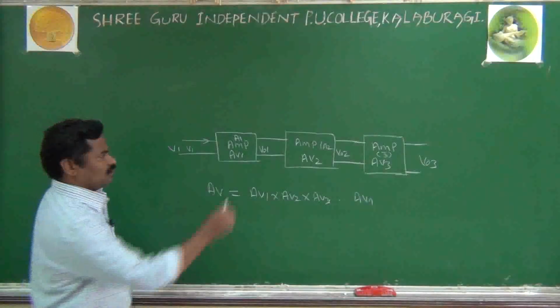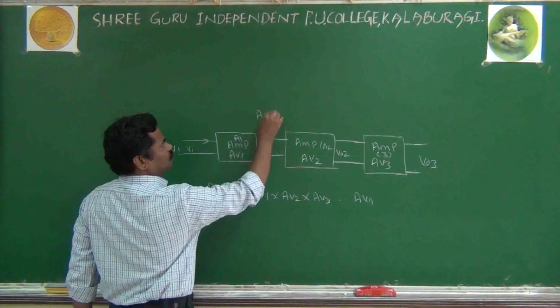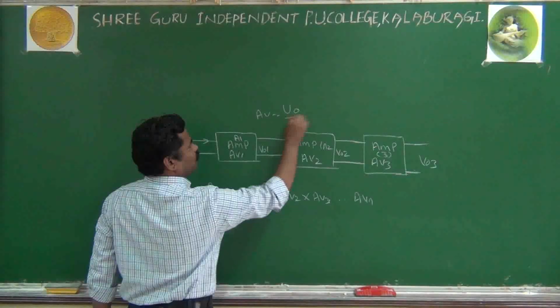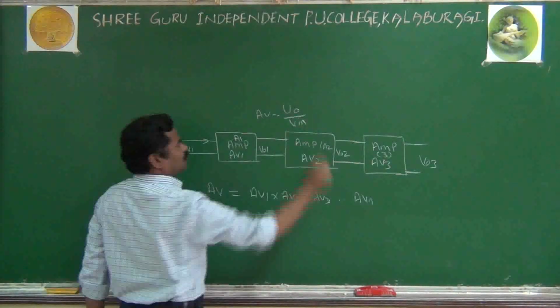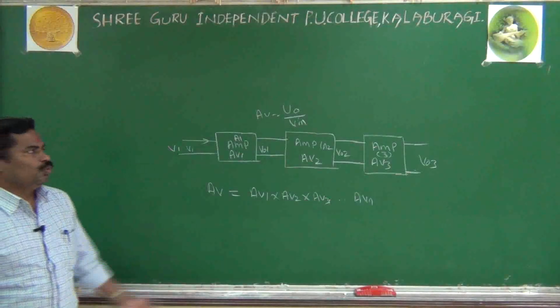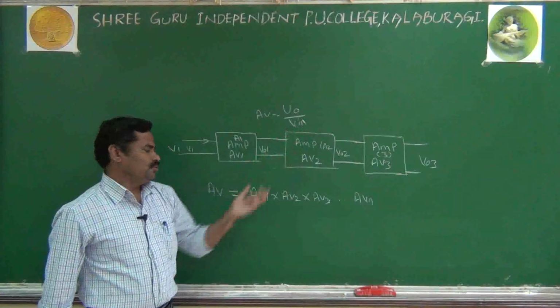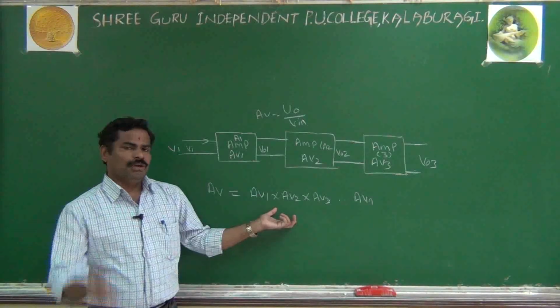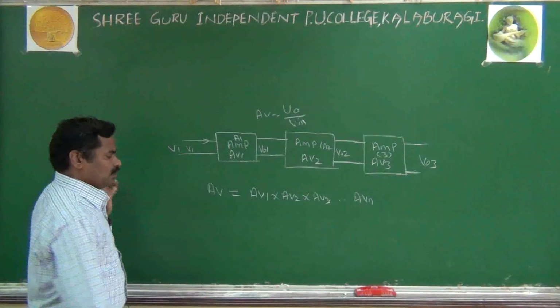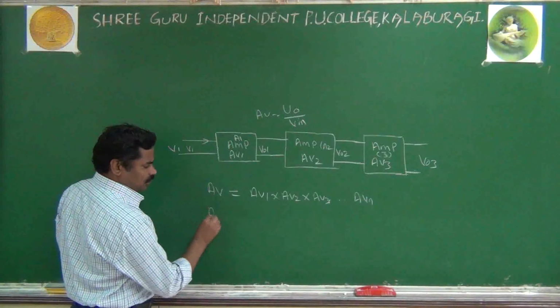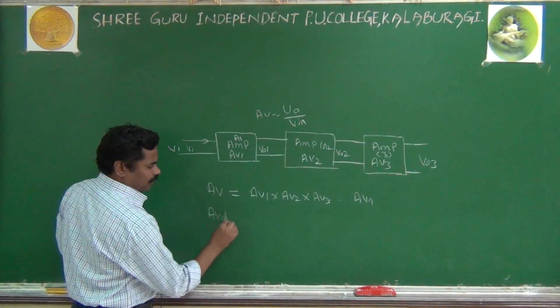As you know, voltage gain, AV, is equal to V0 by Vi. As you studied already, voltage gain is nothing but the output voltage to the input voltage. This is in general. But if you want to write the same thing in decibels, how to write it? The voltage gain in decibels, AV in dB.